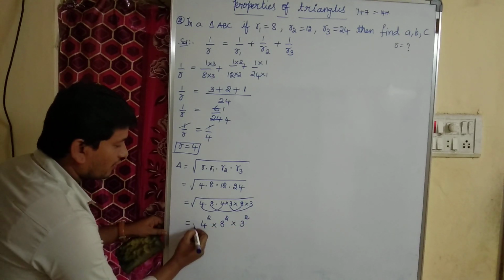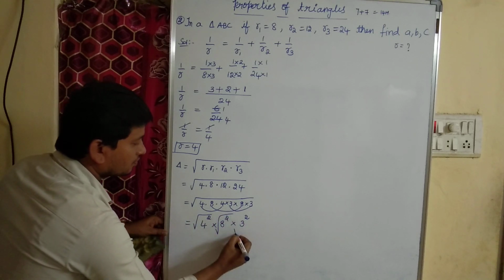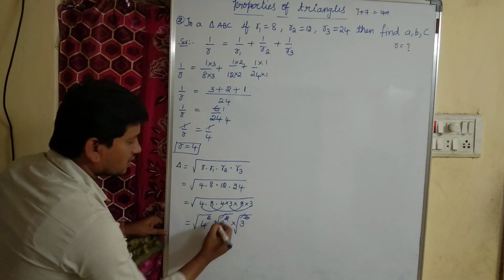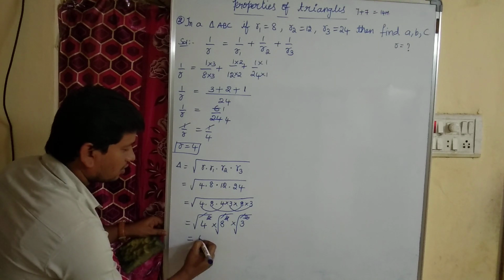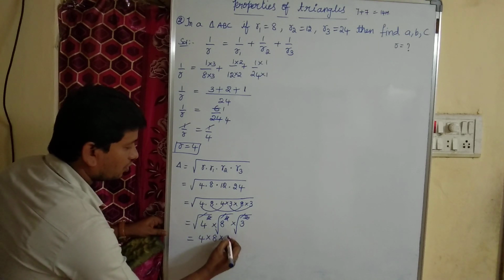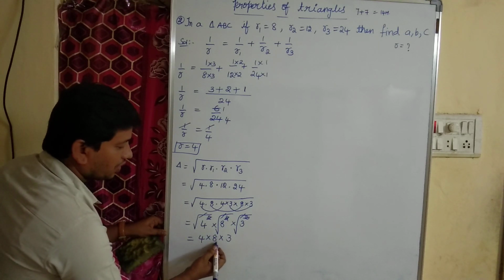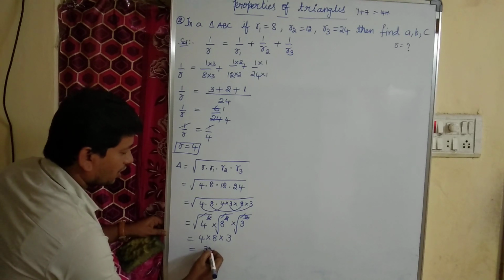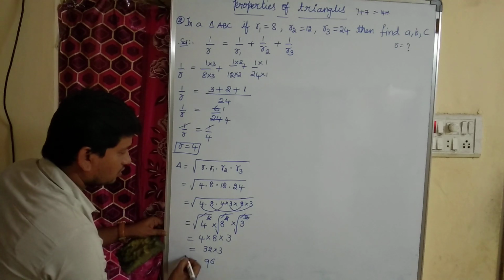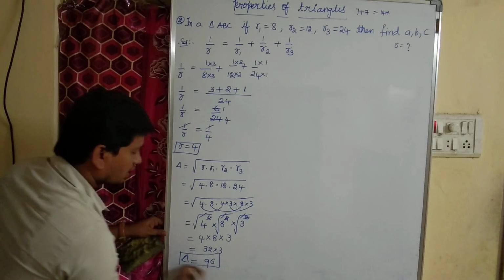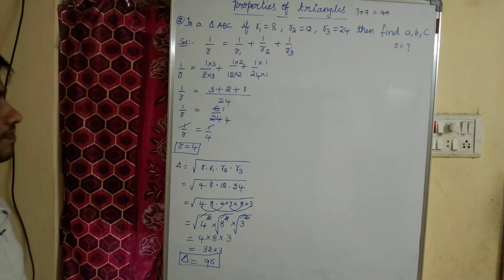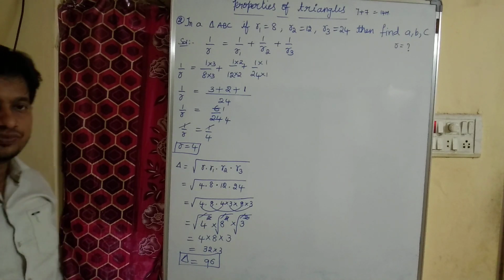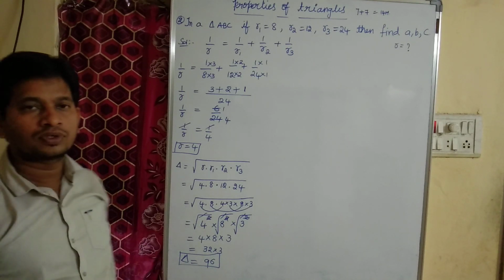Now what I will do? I will apply root individually. Square root cancels, square root cancels, square root cancels. 4 into 8 into 3. 4 8s are 32. 32 into 3: 3 2s are 6, 3 3s are 9. So what is the value of delta? We got the value of delta is 96. So we got the delta value as well as the R value, right?